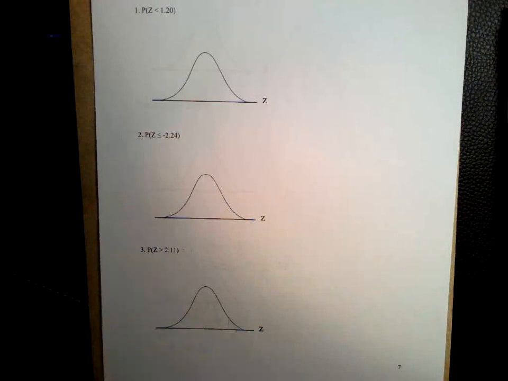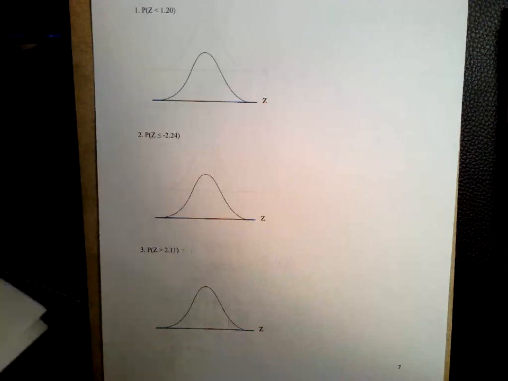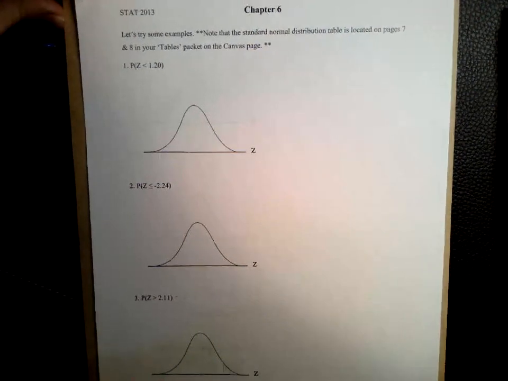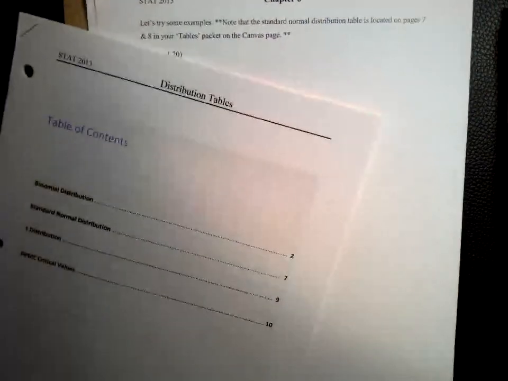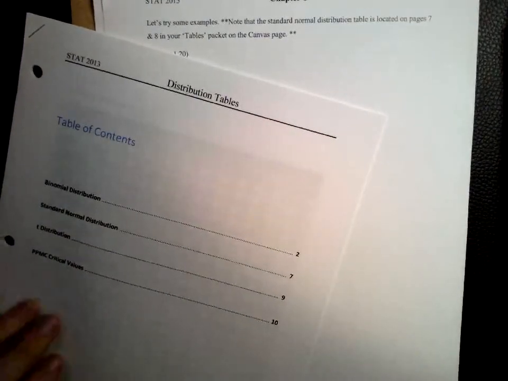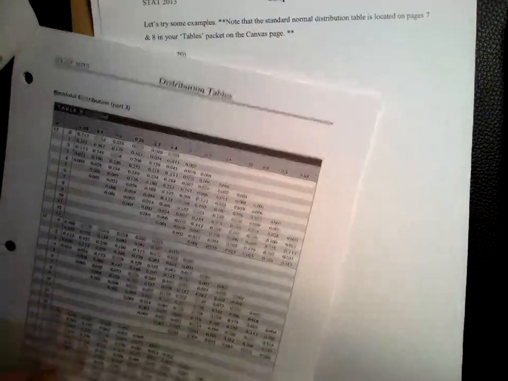Now let's look at this for a couple of examples. Now I gave you this thing up here again, just to let you know that the standard normal distribution table can be found on pages 7 and 8 of the distribution tables packet on Canvas. Now I will pull that out real quick, and we will find some of these probabilities using the packet. So first, let's talk about what the packet will actually tell you. Let's go to page 7 real quick.